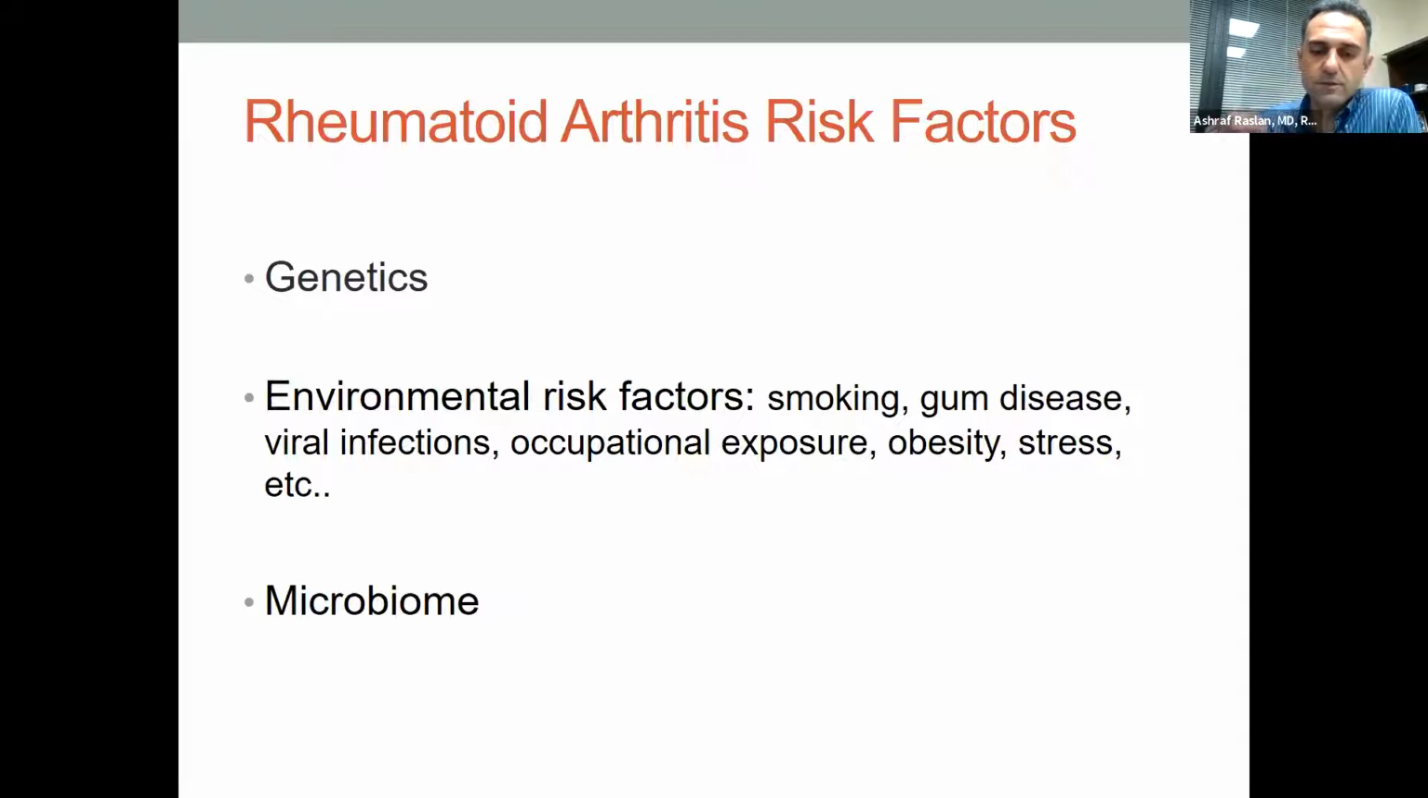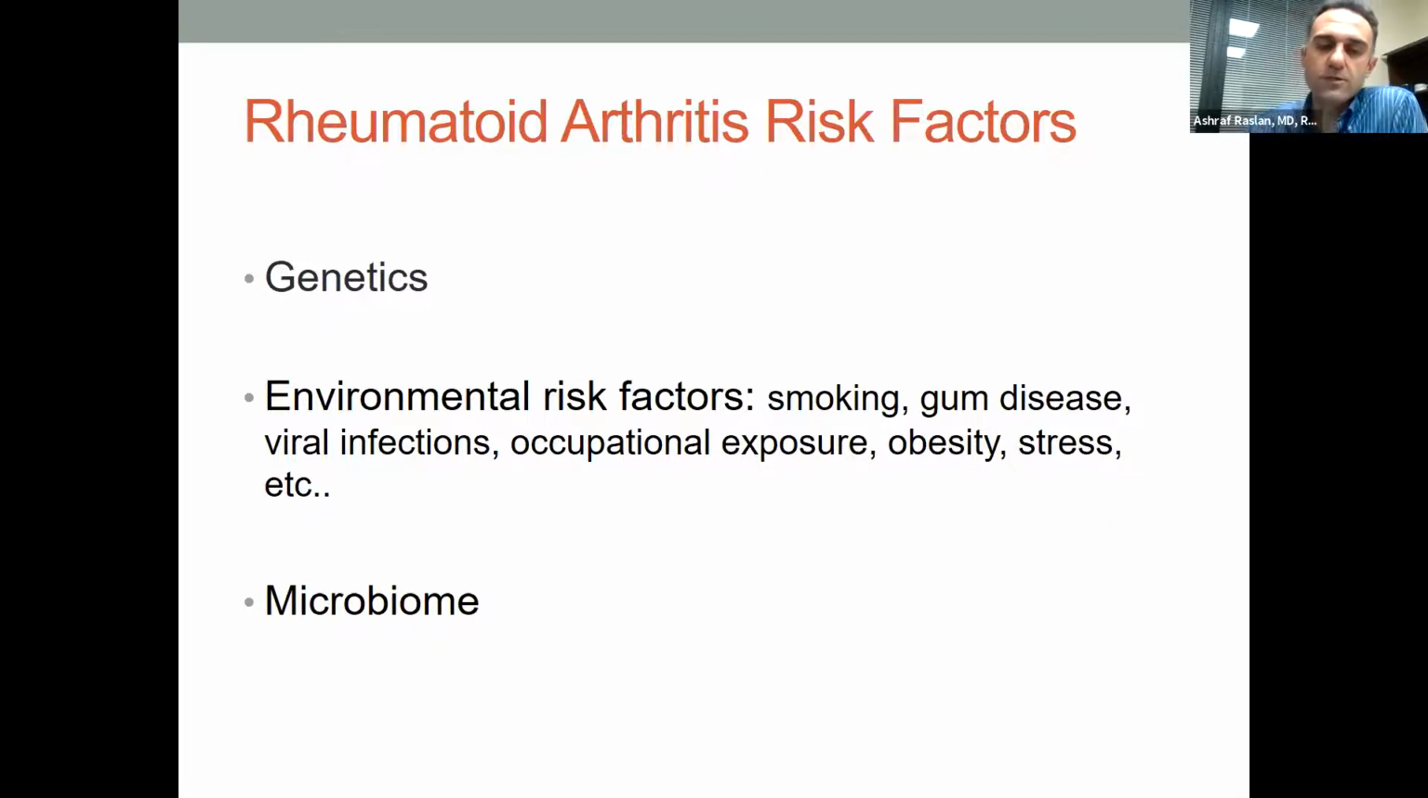The idea is that this chronic infection, chronic activation of the immune system in the gums, can actually produce certain proteins that can activate the immune system and lead to rheumatoid arthritis. Many other things like occupational exposure, stress, obesity, viral infections can also lead to the development of rheumatoid arthritis. Obviously not alone, this leads to the development of rheumatoid arthritis in people who are already predisposed to having it, and most likely because of genetic predisposition.